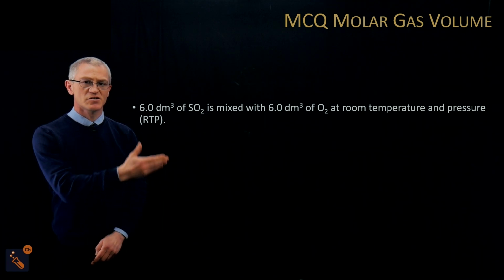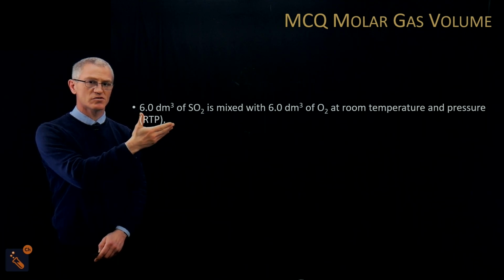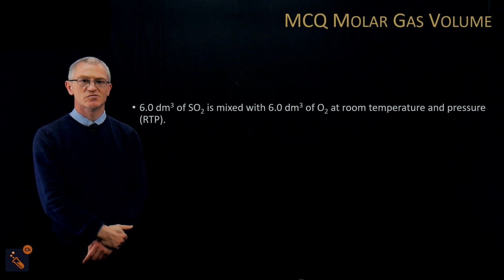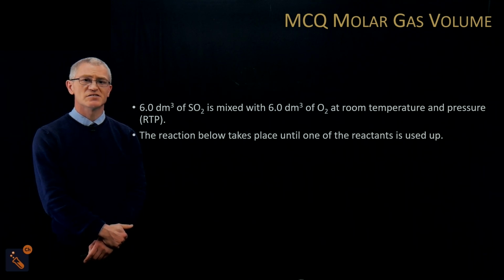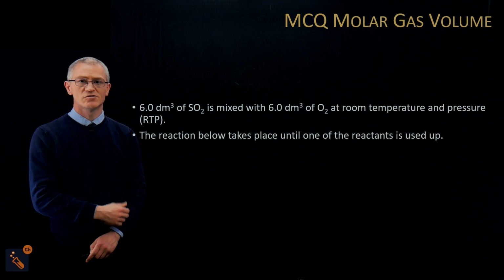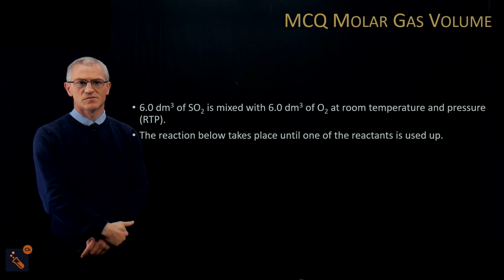You'll have a reaction where you have a certain volume of a reactant mixed with a certain volume of another one, which is 6 decimeters cubed of SO2 and 6 decimeters cubed of O2. And you'll also be told it's at room temperature and pressure. And it says the reaction below takes place until one reactant is used up, essentially 100% yield.